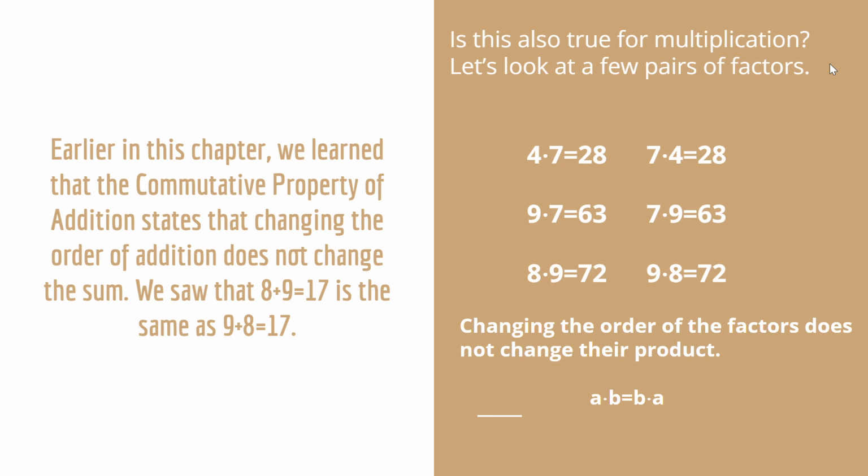The answer is yes. 7 times 4 equals 28, and 4 times 7 equals 28. 9 times 7 equals 63, and 7 times 9 equals 63. So changing the order of the factors does not change their product. So a times b will equal b times a.